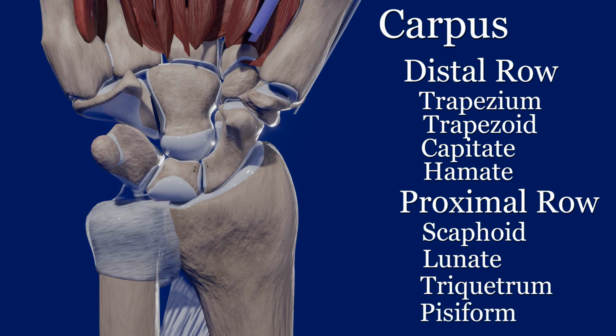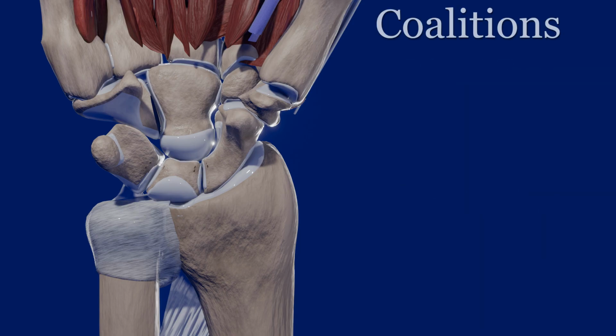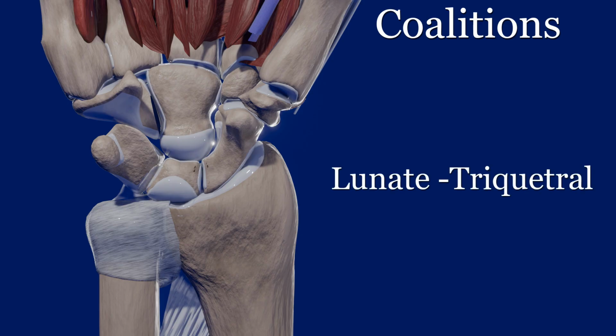I realize I'm using a mix of Latin and Greek derivatives, but these names are those most common in use in the hand literature. In approximately 0.1% of individuals, there will be less than 8 carpals with coalition of 2 or more bones. This is most commonly a lunate triquetral coalition. This is seen in close to 10% of certain West African groups and their descendants.